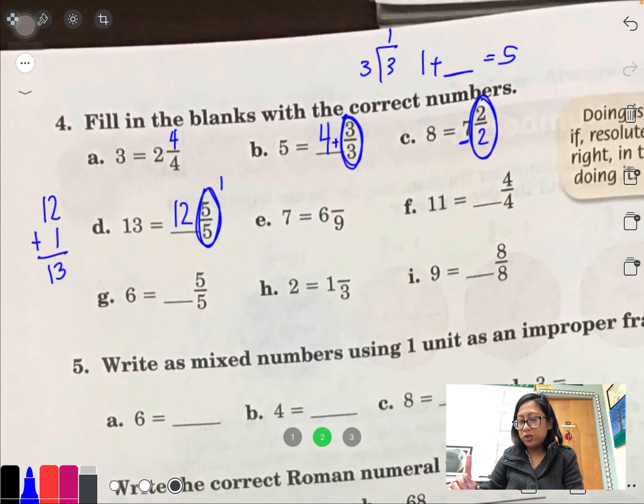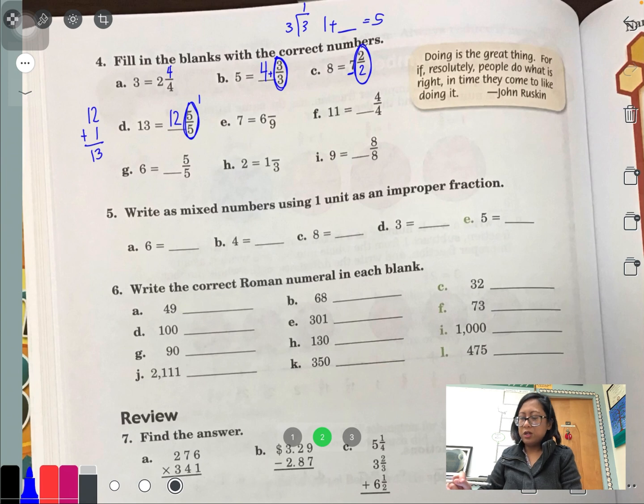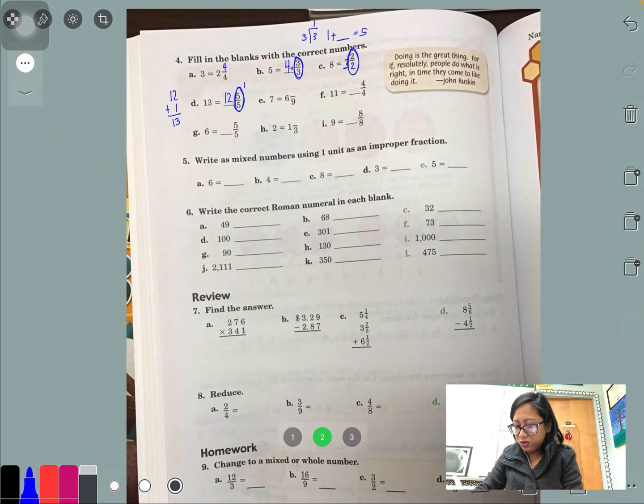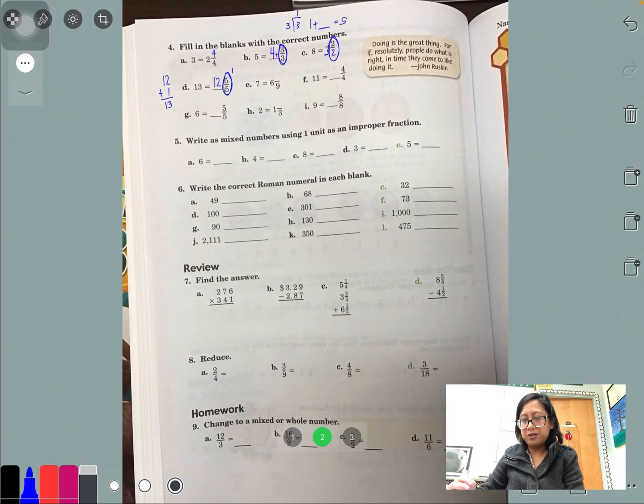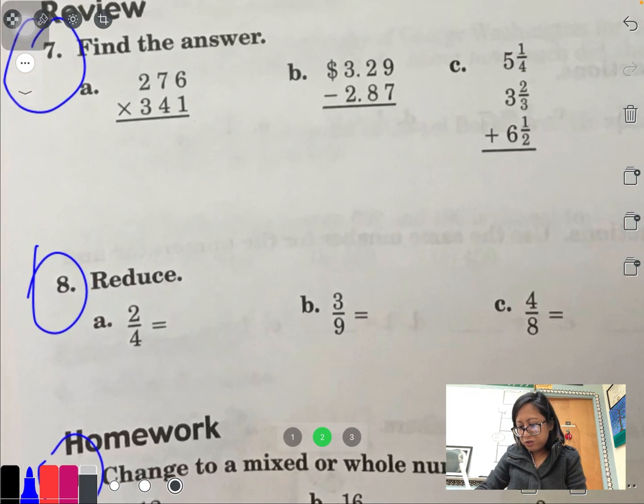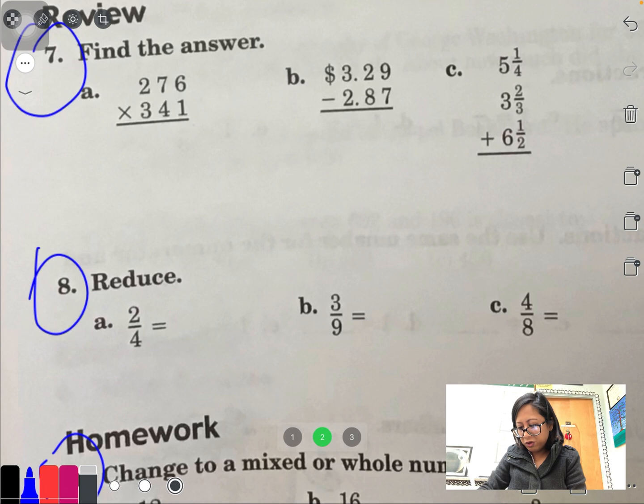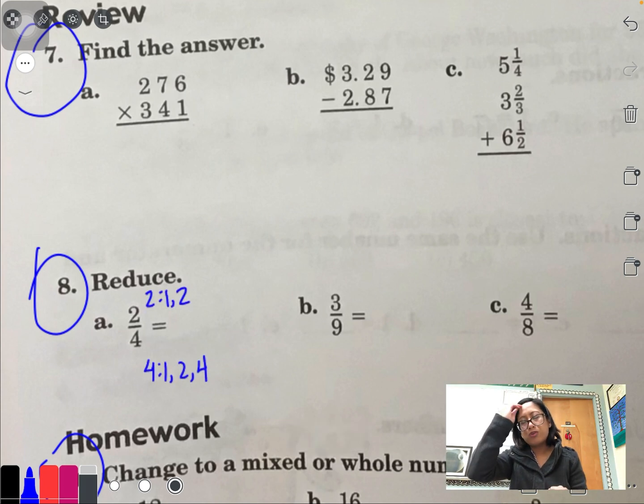So here's your assignment before we meet up, or at least even if you don't get to it later on in the day, you can do this. Skip number 6 and just do numbers 7, 8, and 9, all right? For number 8, you are reducing, so that means you have to find the factors. The factors of 2 are 1 and 2. The factors of 4 are 1, 2, and 4. You have to figure out what number they have in common in order for you to divide.